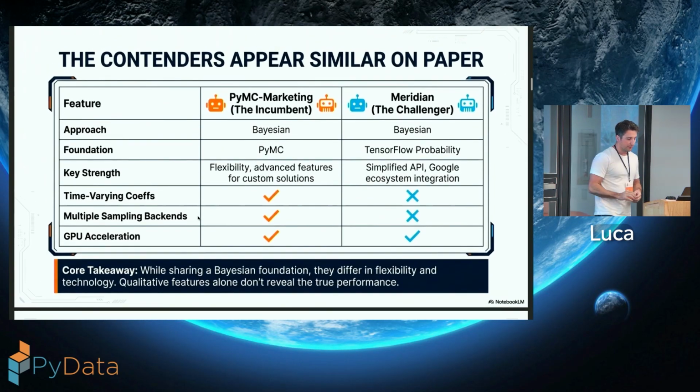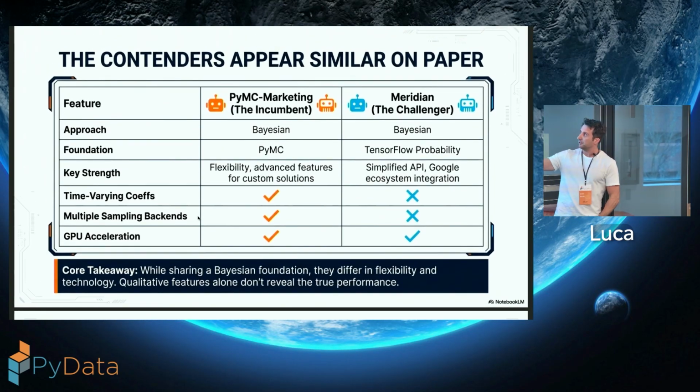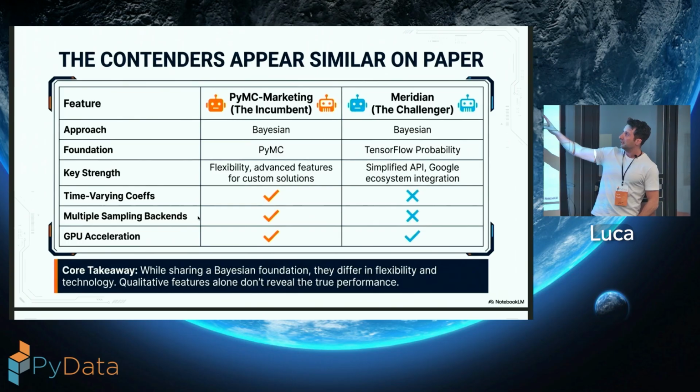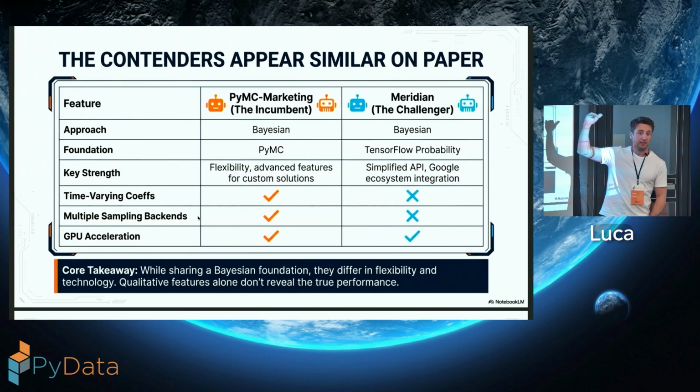The two libraries that are the most used that we're going to evaluate today are PyMC-Marketing and Meridian. PyMC-Marketing is the incumbent. By number of downloads, it has about double the downloads of Meridian, although Meridian, which is pushed by Google, is getting a lot of adoption. And to some extent, they're doing a lot of things right.